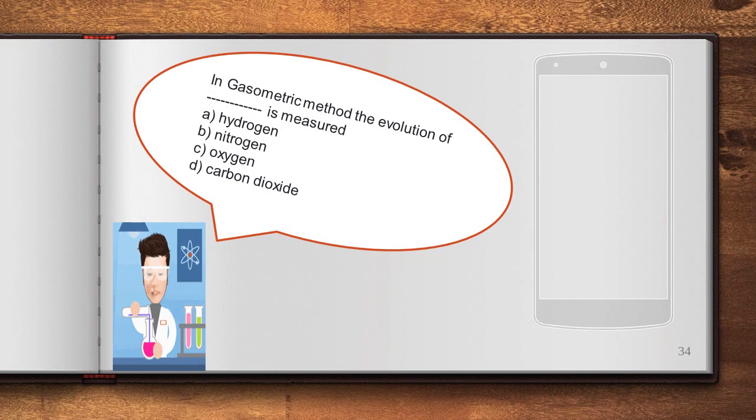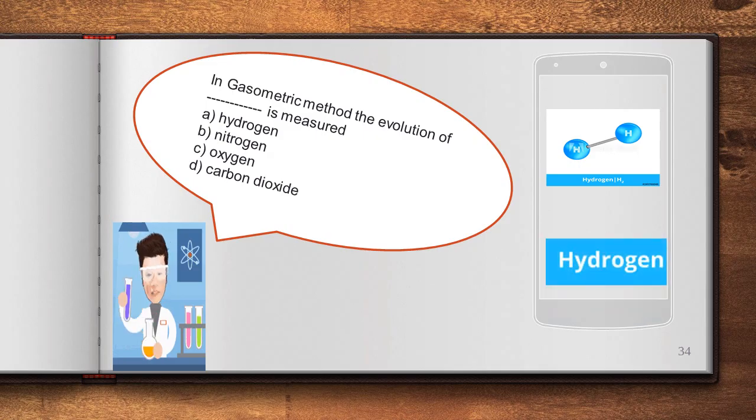In gasometric method, the evolution of dash is measured. A. Hydrogen, B. Nitrogen, C. Oxygen, and D. Carbon dioxide. In an acidic medium, we know that hydrogen gas will be evolved. So, in gasometric method, the evolution of hydrogen is measured.